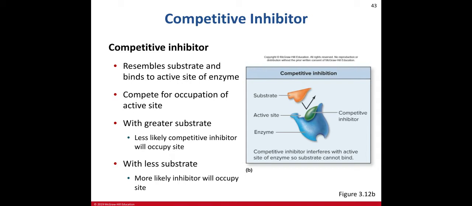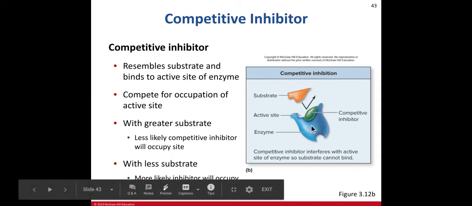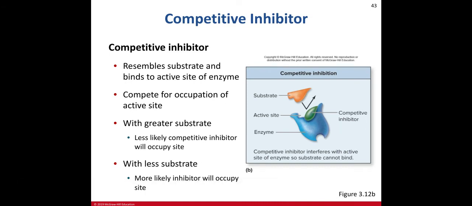If we increase the substrate, then we will have a less likely occurrence of competitive inhibition, right? The more substrate you have, even though the little competitive inhibitor can get into that active site, if we've got a lot more substrate, it will still beat out that competitive inhibitor. If we have less substrate, well, then it's more likely that our inhibitor will get into the active site and block out our substrate.